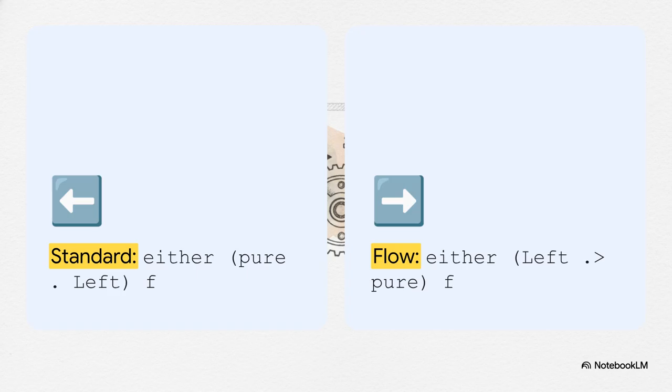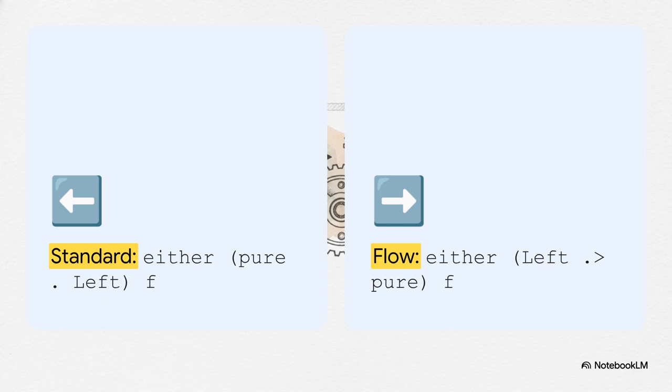If we look at the standard Haskell version, we have either, and then in parentheses, pure . Left, applied to f. That standard dot operator completely forces you to read the inner composition from right to left. So first the Left constructor happens, and then that result gets passed over to pure. Now compare that to the Flow library version. We have either, parentheses, Left .> pure, applied to f.